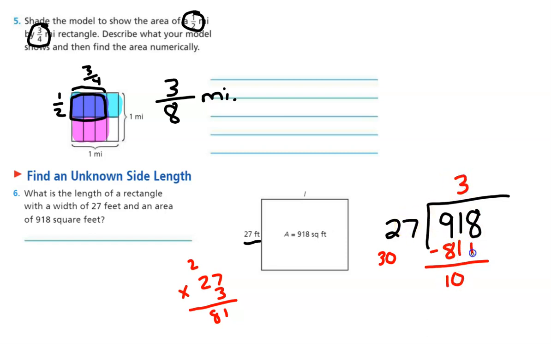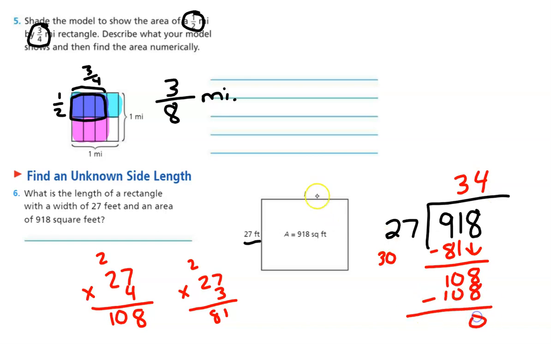We subtract that and we get 10. So that'll be 108. And I'm going to be willing to bet that this is actually one more full group of 27. So let's do 27 times 4. 4 times 7 is 28. 4 times 2 is 8, plus 2 is 10. And that's exactly right. So that helps me figure out that my missing number here is 34 feet.